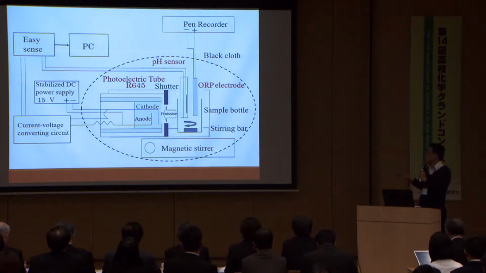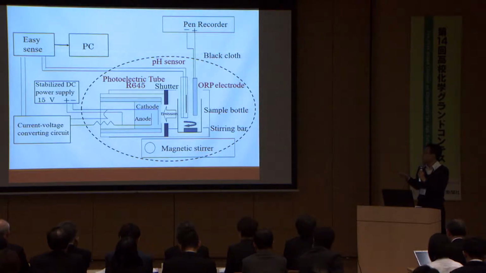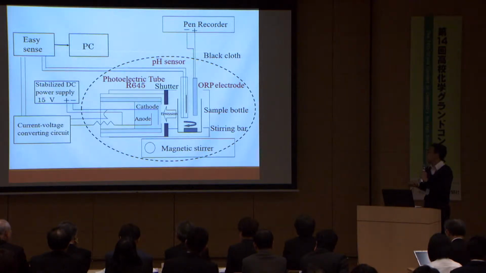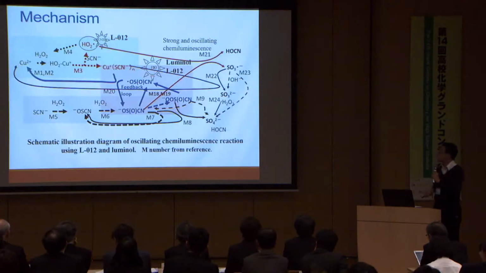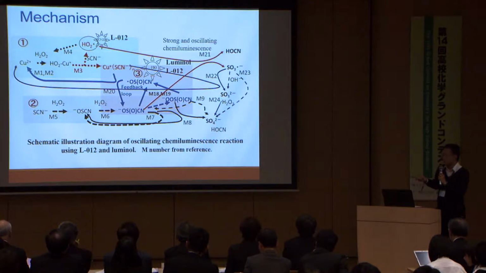We used a photoelectric tube to measure the chemiluminescence intensity, and we used a pH sensor and oxidation reduction potential electrode to measure the pH and ORP simultaneously while the reaction is going on. And these are the reagents we use for the reaction. As you can see, the mechanism of the reaction is so complicated, so we divided it into 3 simple parts.